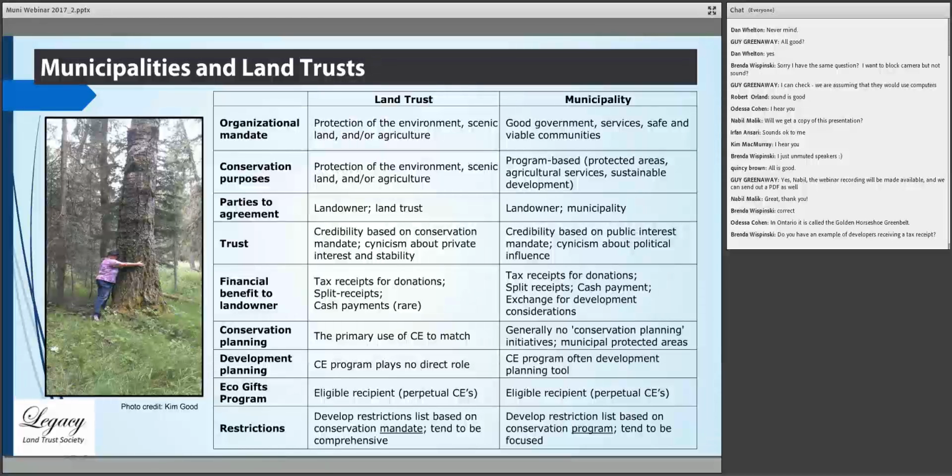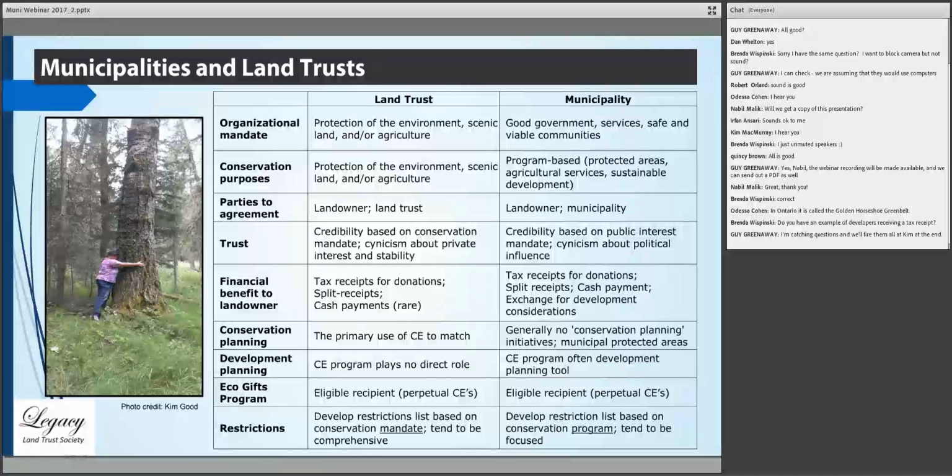CEs in the development planning world: on the land trust side, unless the municipality is working very directly with the land trust, the CE program likely has very little to do with development planning, versus with the municipality, it is often to help deliver both.